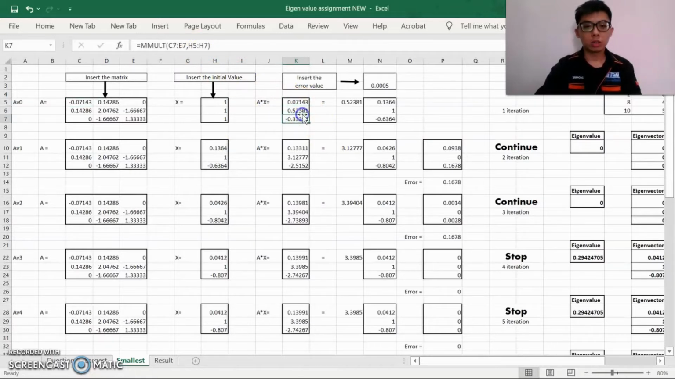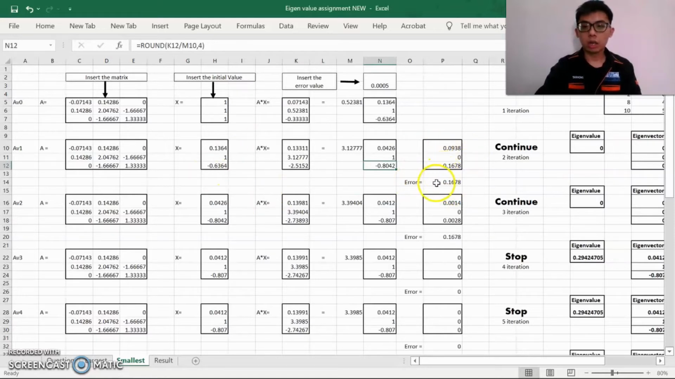So we are now taking the highest value and factorizing the value. The matrix is still the same and we set the value with these 3 new values. Factorized with the highest value and now we have these 3. AV1 minus AV0 and we will have these 3 values. Again we take the highest value as the error.